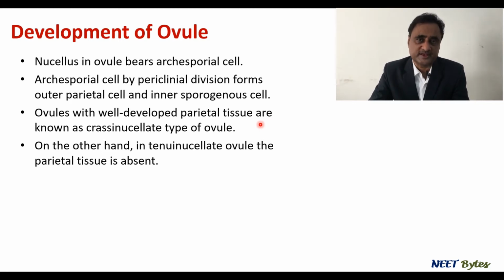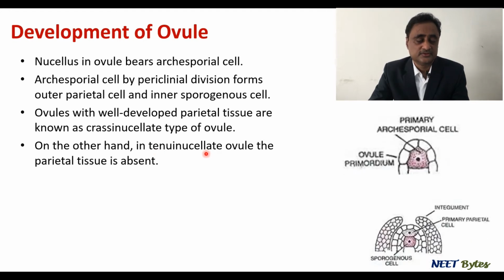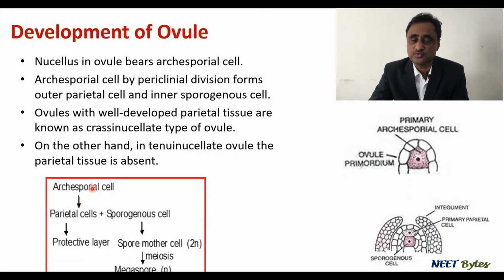There are two types of ovules that have been recognized. One we call crassinucellate. In crassinucellate ovules, there is well-developed parietal tissue, right? On the other hand, there are a few cases in which the parietal cells are absent. Those ovules are called tenuinucellate, right? As I told you, the archesporial cell will form parietal and sporogenous cells. The parietal cells form the outer protective wall, and the sporogenous cells form the primary sporogenous tissue, then secondary sporogenous tissue, which forms the spore mother cell, and it will undergo meiotic division to form haploid megaspores, right?